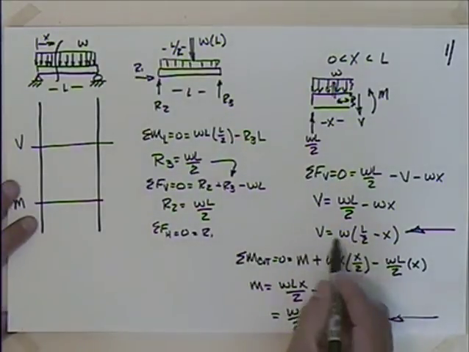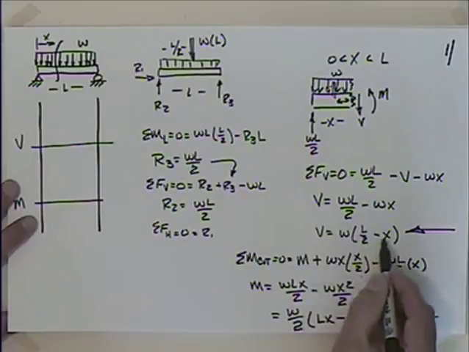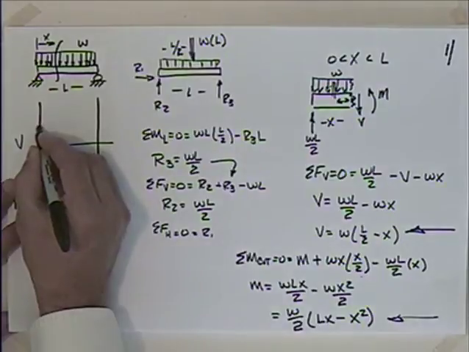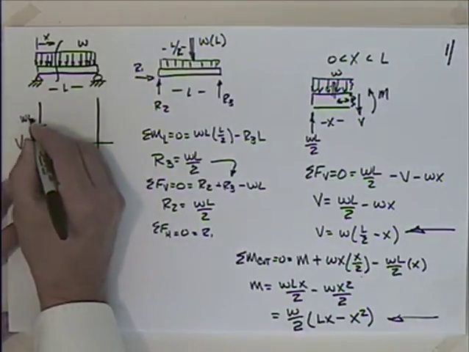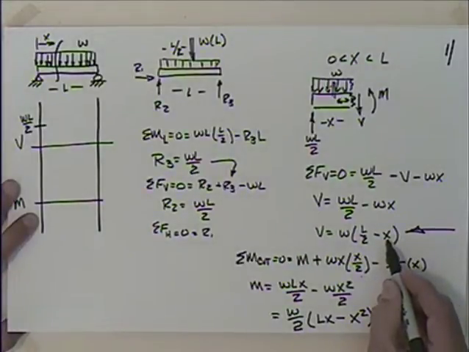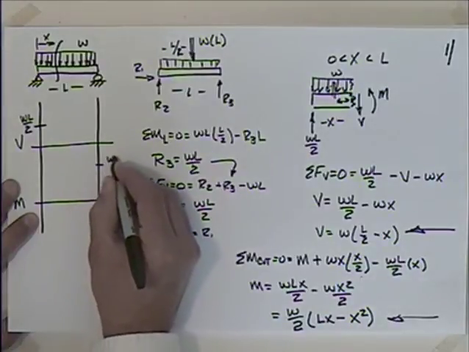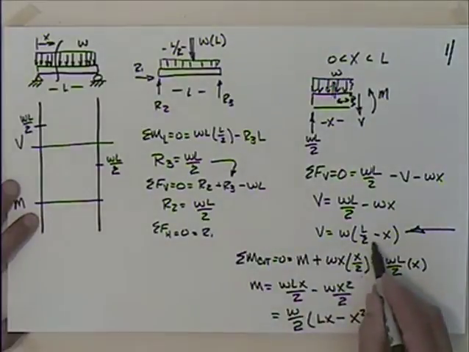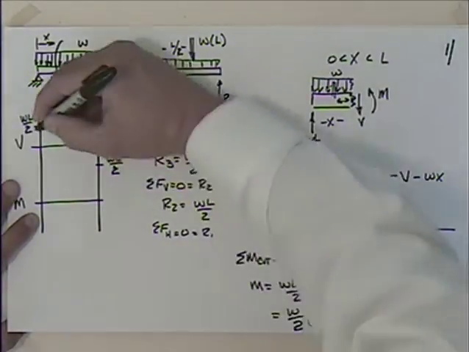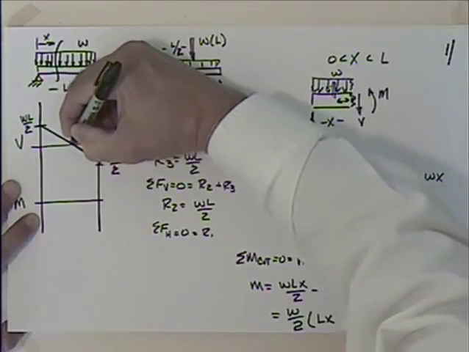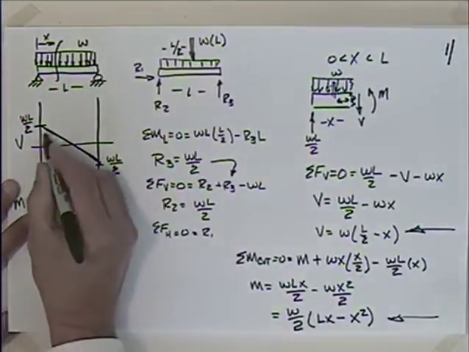Well, if I plot this thing for the shear, if I put x is equal to 0 in here, I get WL over 2, right? So I'll have WL over 2. And if I put x is equal to L in there, I have what? Minus WL over 2. And what kind of an equation is it? It's a linear equation. So I have something like that.